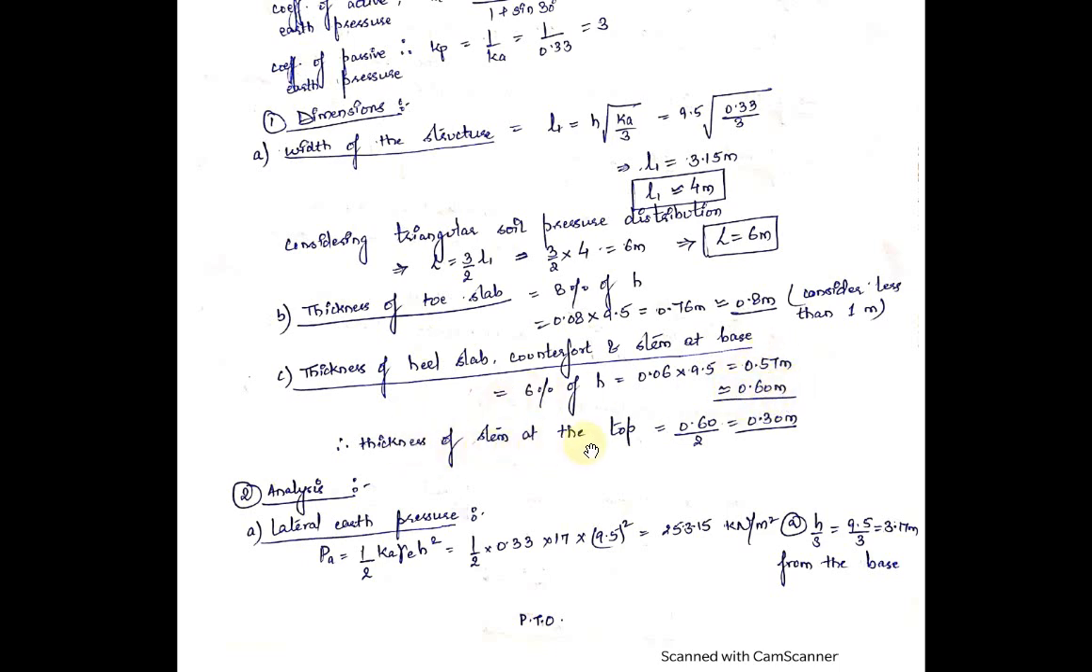Therefore, the thickness of the stem at the top, we take as half of the thickness at the bottom of the stem. The thickness at the bottom of the stem was 0.6. So therefore we will take the thickness at the top as half of 0.6, that is 0.3 meters. So now we have calculated all the dimensions of the counterfort retaining wall.